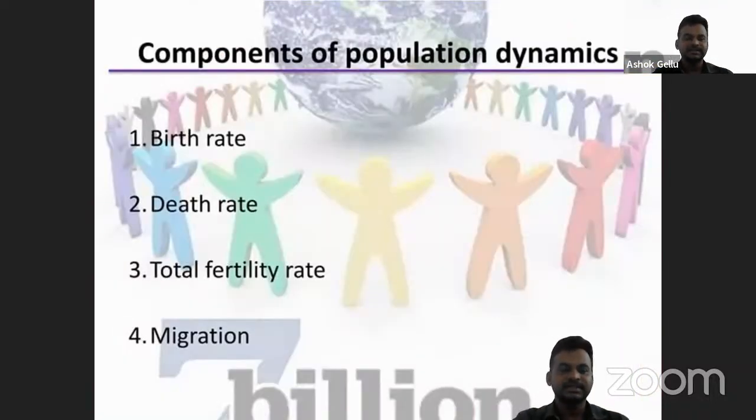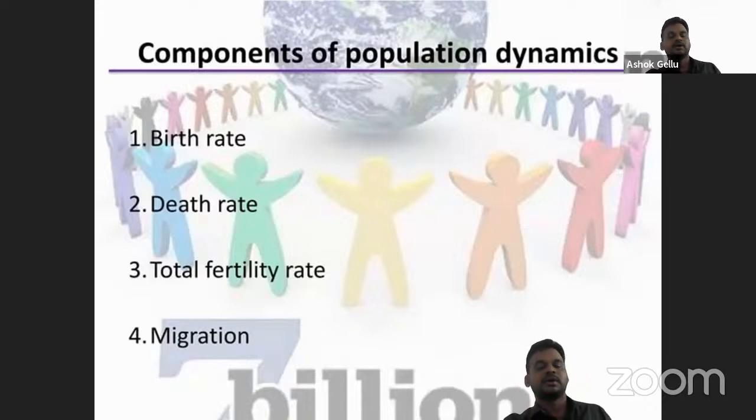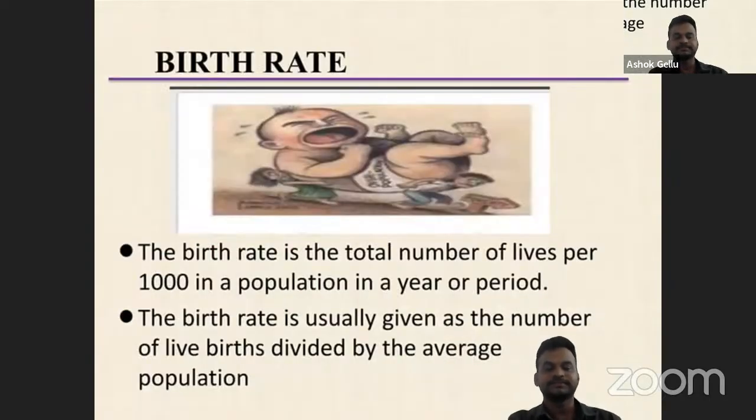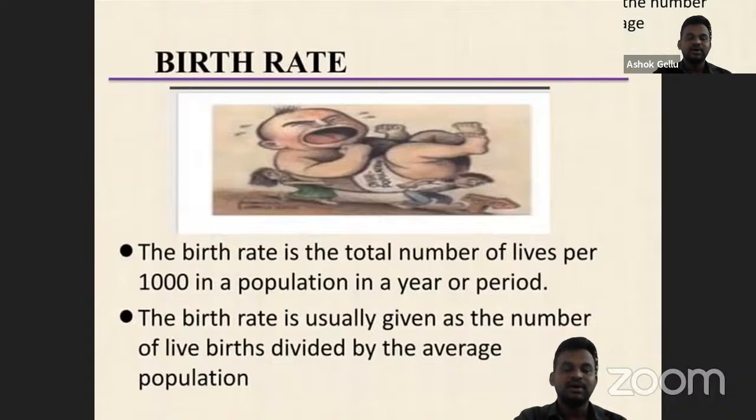Components of population dynamics: birth rate, death rate, total fertility rate, and migration. These are the four components of population dynamics. Birth rate: the total number of live births per thousand in a population in a year or period is called birth rate. It is usually given as the number of live births divided by the average population.